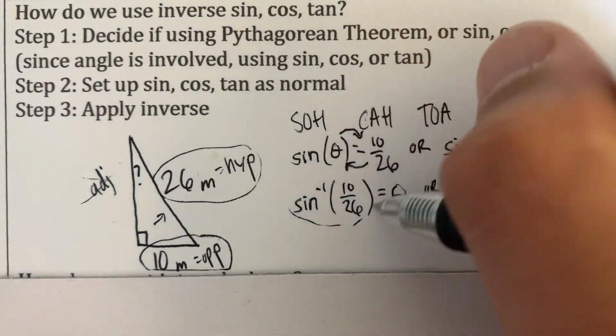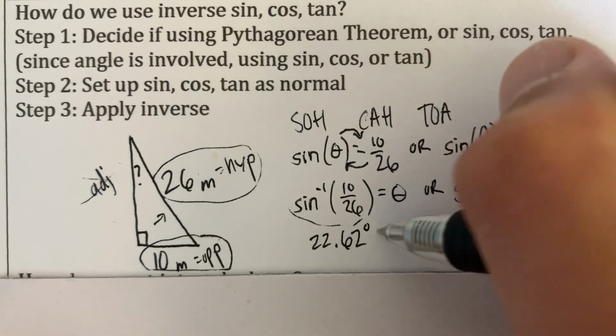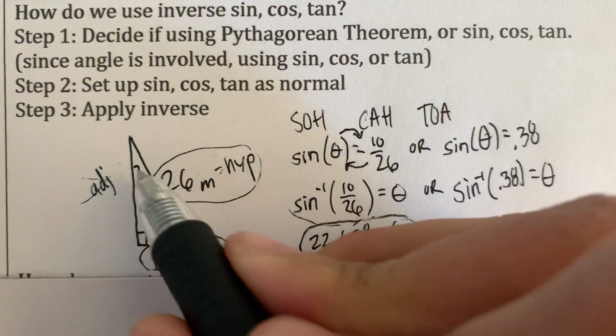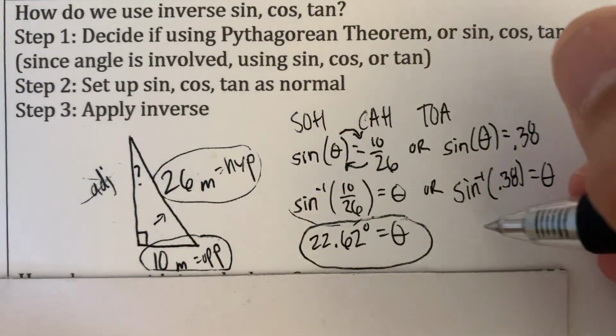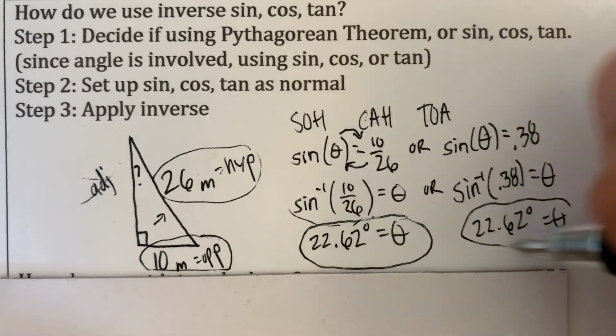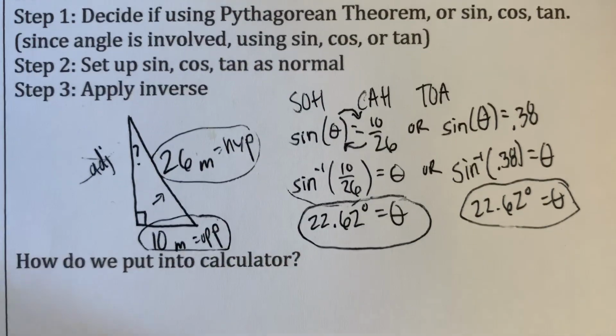Okay, and so when we go ahead and put this in, we get 22.62. So all this becomes 22.62 degrees, which is theta. So that is your angle measure, 22.62 degrees. There we go. So this is just the one new step. That's all we're doing.